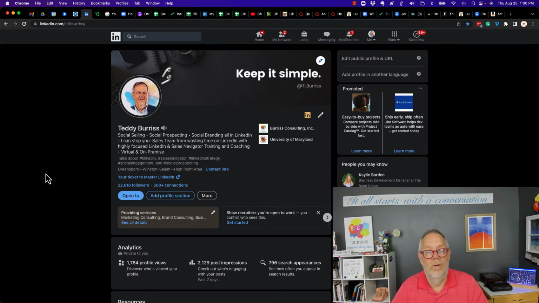One more important piece of information about followers. Typically, by default, a connection is also a follower. And for even more than that, if you're using creator mode, the moment someone sends you an invite, they automatically are following you, even if you don't connect with them.